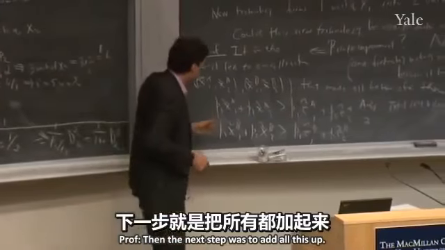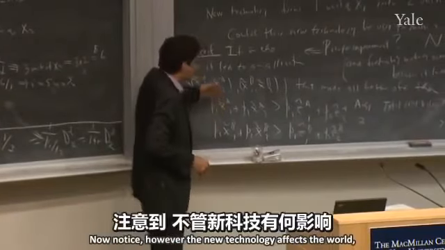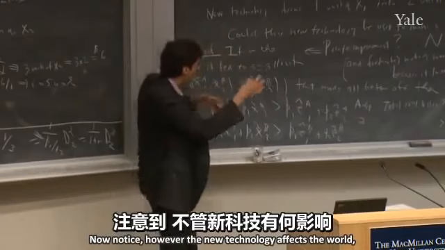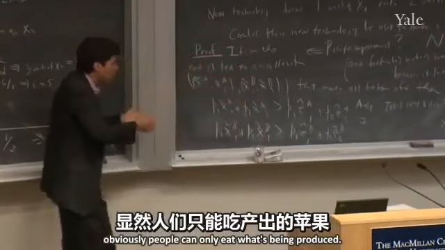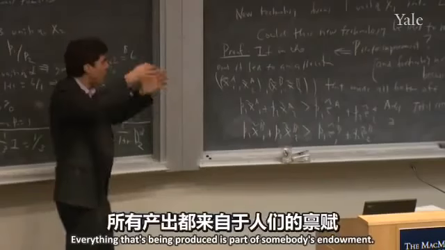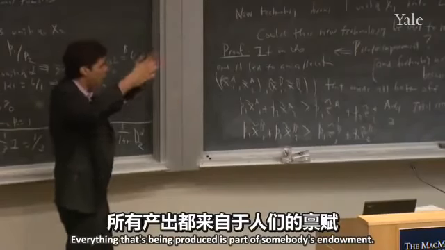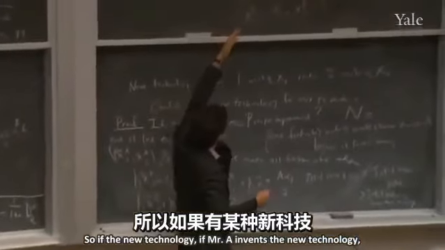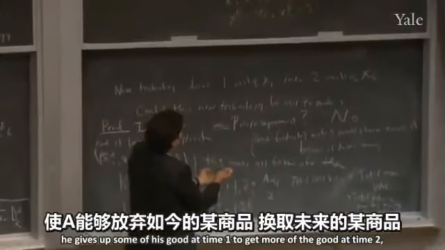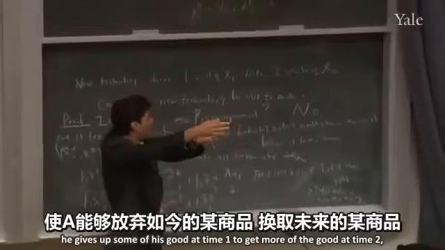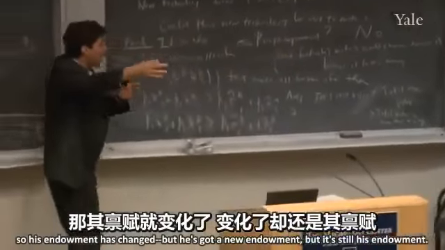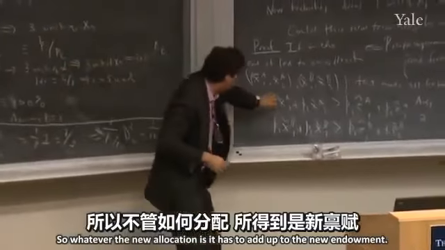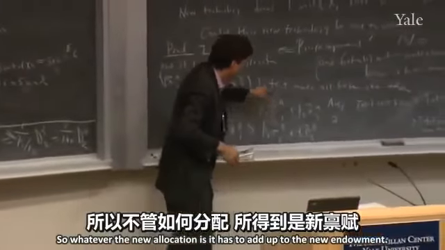Okay, then the next step was to add all this up. Now notice, however the new technology affects the world, obviously people can only eat what's being produced. Everything that's being produced is part of somebody's endowment. So if Mr. A invents the new technology, he gives up some of his good at time 1 to get more of the good at time 2. So his endowment has changed, but he's got a new endowment, and it's still his endowment. So whatever the new allocation is, it has to add up to the new endowment.